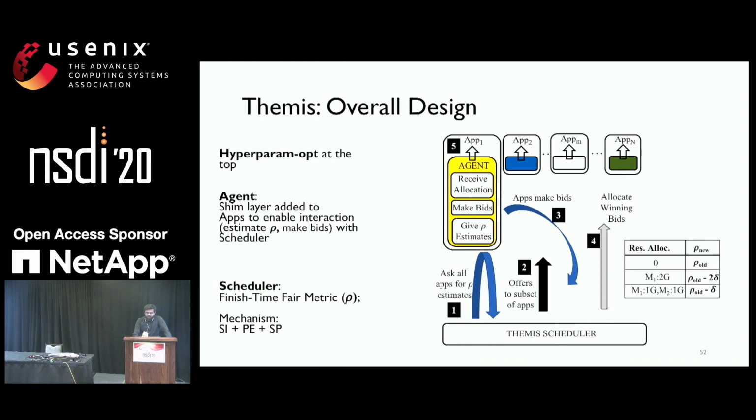In summary, Themis proposes a new finish time fair metric that captures sharing incentive. Themis proposes new interfaces between the scheduler at the bottom and the hyperparameter optimizer at the top, via a Themis agent. And Themis proposes a new mechanism that gives sharing incentive, Pareto efficiency, and strategy proofness.